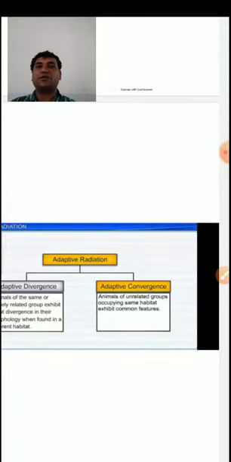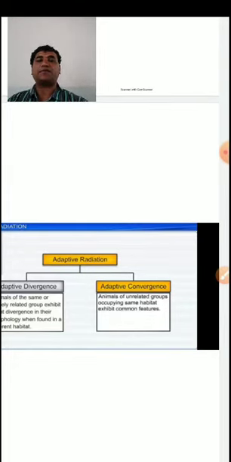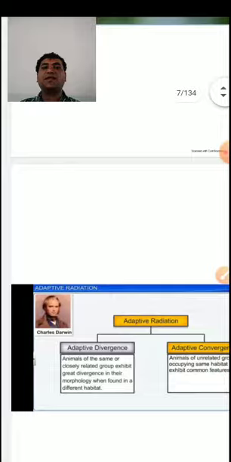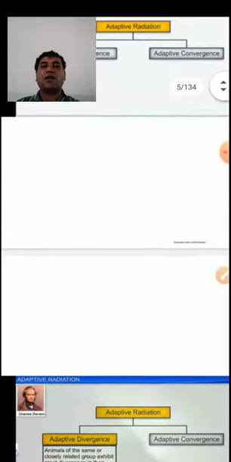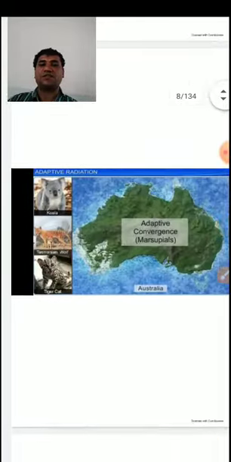Convergent evolution occurs in animals of different ancestors, unrelated species that do not share a common ancestor. Animals of unrelated groups occupying the same habitat exhibit common features. So a good example of adaptive convergence is marsupials. A good example of adaptive divergence is Darwin's finches.